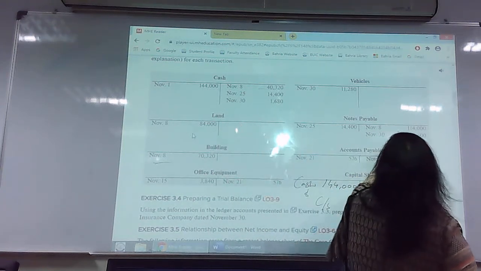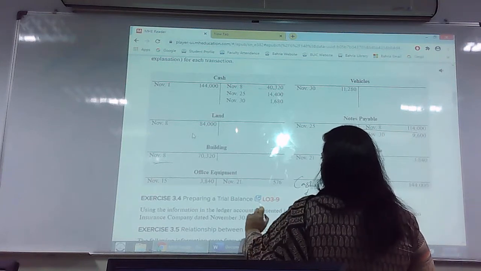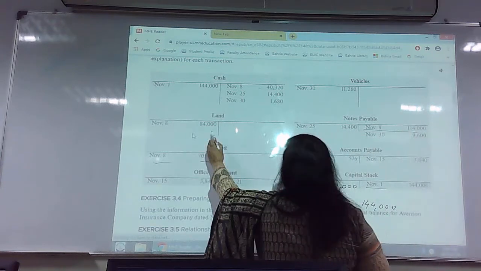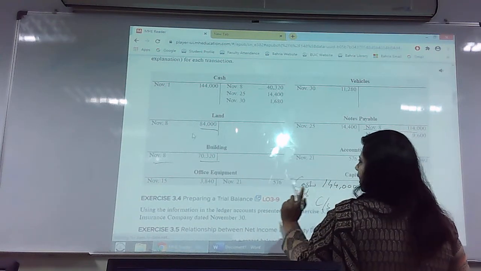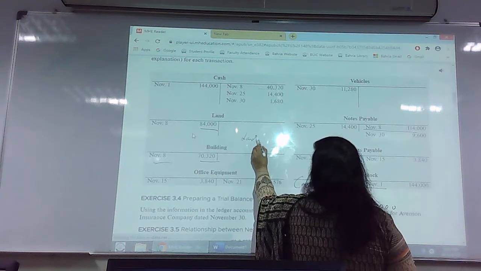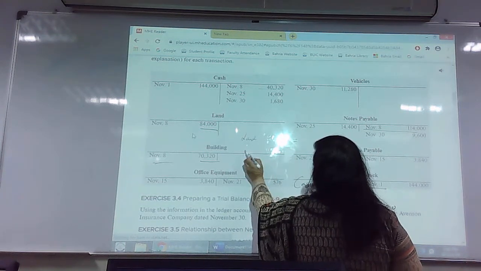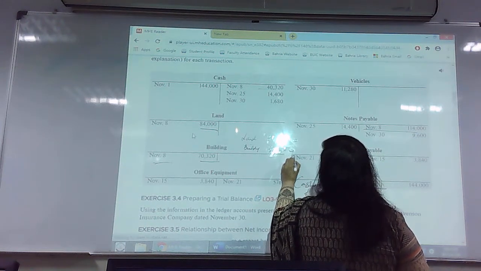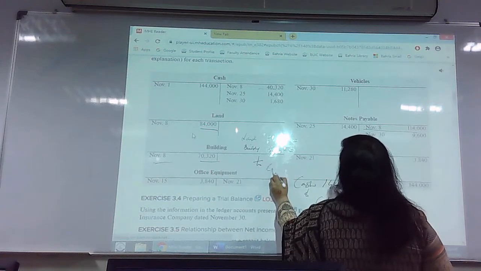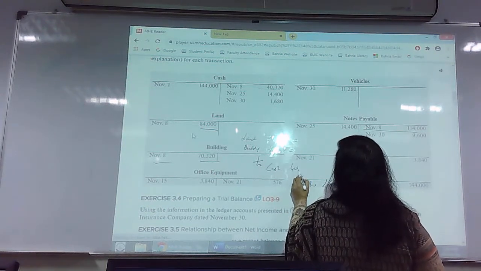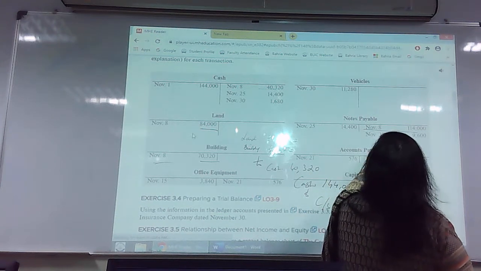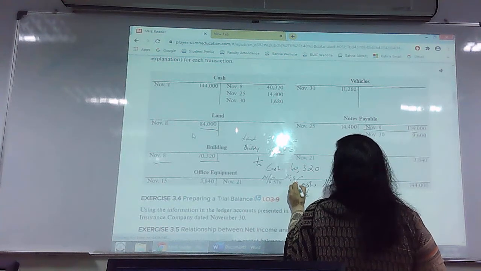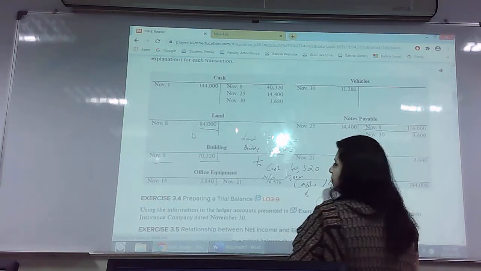Now cash is credited at 40. What else happened on November 8th? You also had notes payable and you had building. So you also had land, right? So now the entry that you're going to have is land as 84,000, building as 70,320, to cash as 4,320, and also notes payable as 114,000. But you also have to make sure that both these sides balance together, okay?